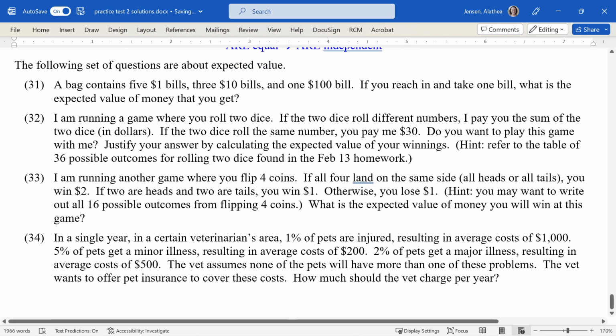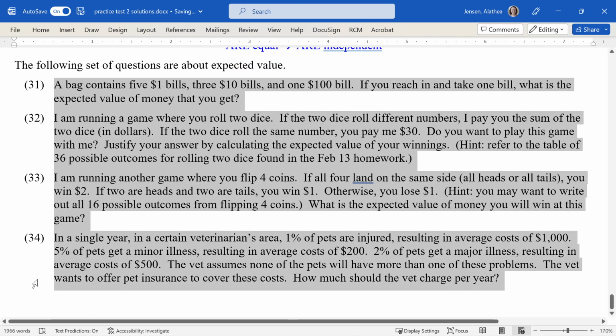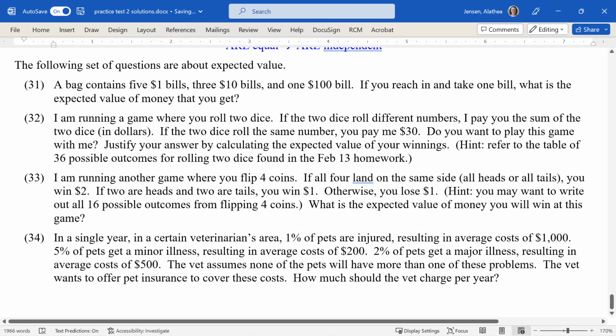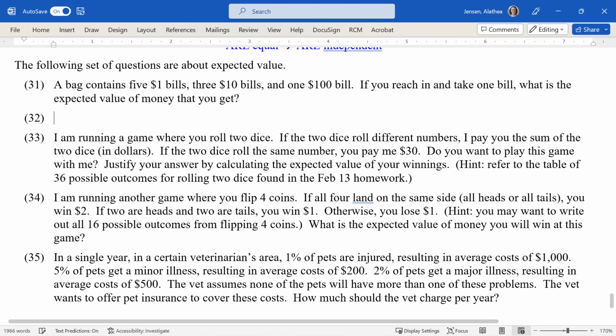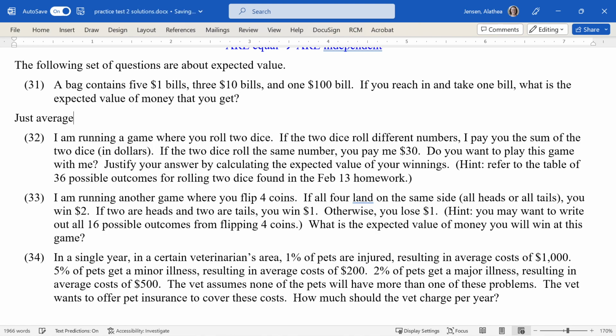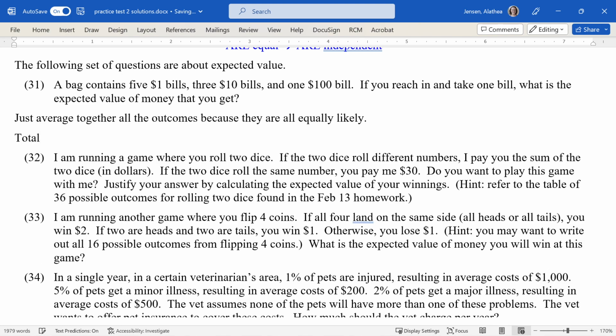And the last questions here, the last 4 questions, are all expected value questions. So let's go through these. The first question: a bag contains 5 $1 bills, 3 $10 bills, and 1 $100 bill. If you reach in and take 1 bill, what is the expected value of money that you get? So in this case, probably the easiest way to do this is just average together all the outcomes, because they are all equally likely. So you're equally likely to get any of these bills. So let's just total the amount of money, and then let's divide it by how many bills there were.